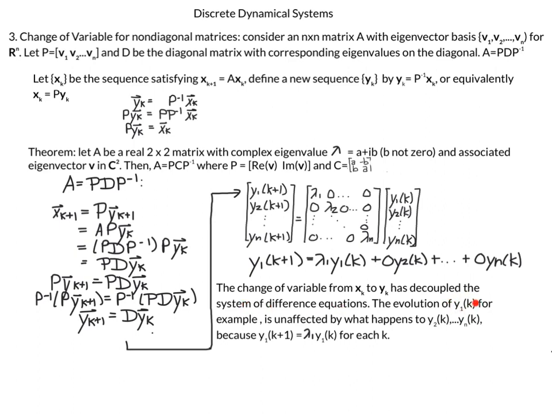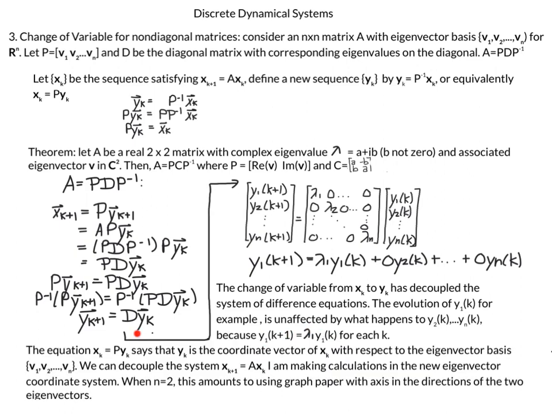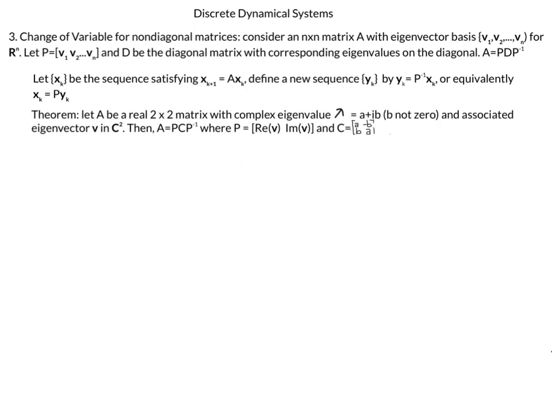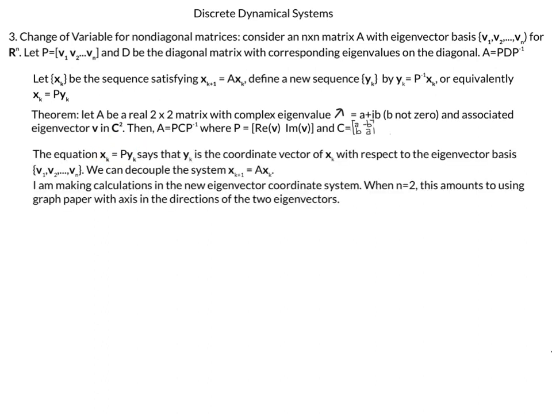So the evolution of the first coordinate, for example, is unaffected by what happens to the second, third, up to the nth coordinate, because y1 of k plus 1 is equal to lambda 1 y1 of k for each k. Looking at this change of variables, I cleared out some space because I need to make some observations. The first observation is that my equation x sub k equals P y sub k says that y sub k is the coordinate of x sub k with respect to the eigenvector basis v1, v2, up to vn. I'm going to talk more about that in a minute.